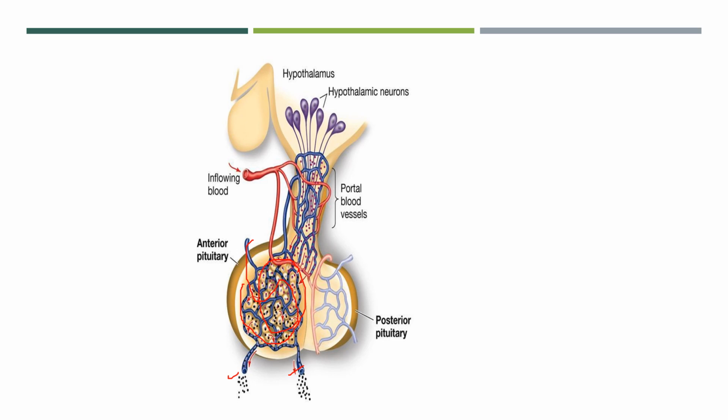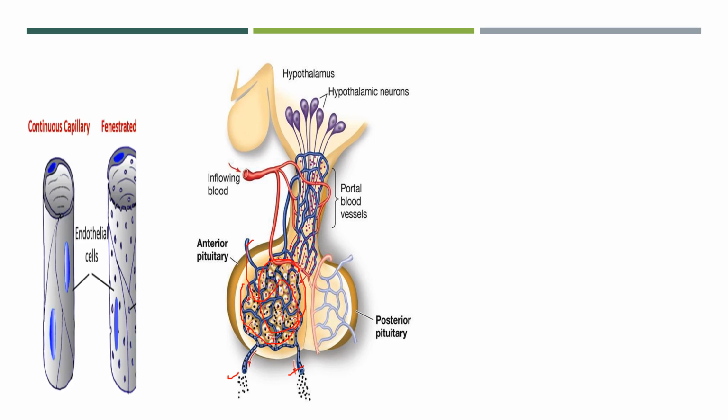And these capillaries in the pituitary have a speciality. They are sinusoidal capillaries. So they have a huge number of fenestrations or pores. So after exocytosis, these hormones will readily enter into the circulation.